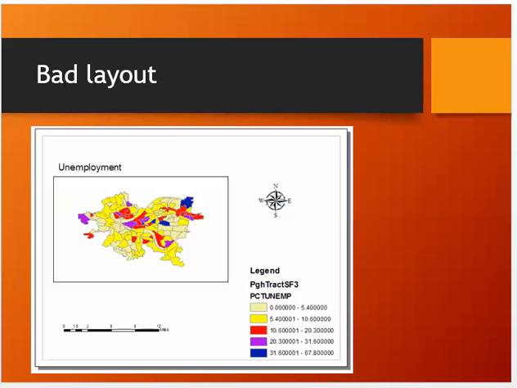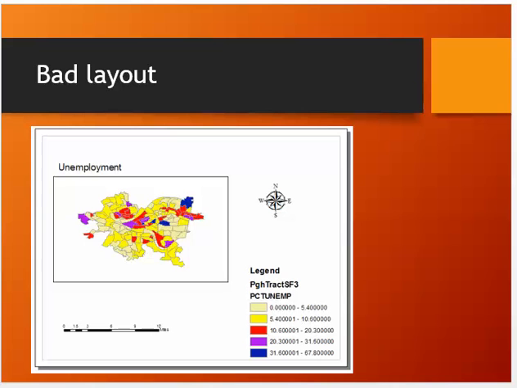So here's an example of a poor layout. The map is small relative to the page. The title is ambiguous at best. The legend elements are cryptic.